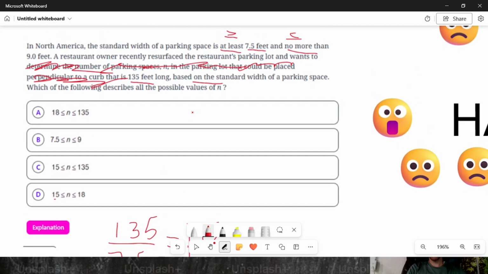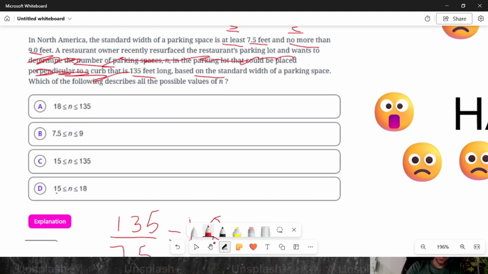So by finding the minimum, you assume that each parking spot is the biggest possible. So let's assume each parking spot is 9 feet. So I'll just put that into Desmos. So 135 divided by 9, and I get 15.